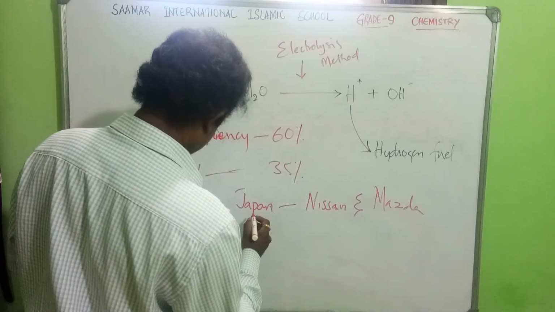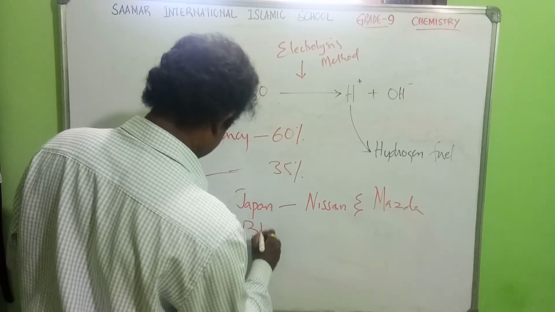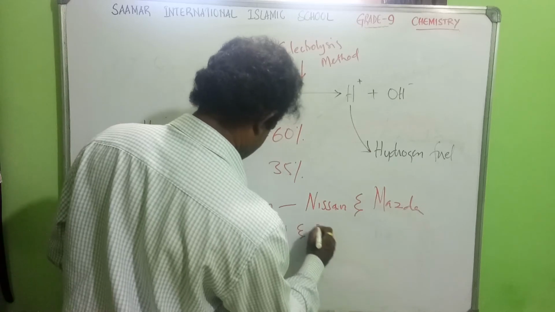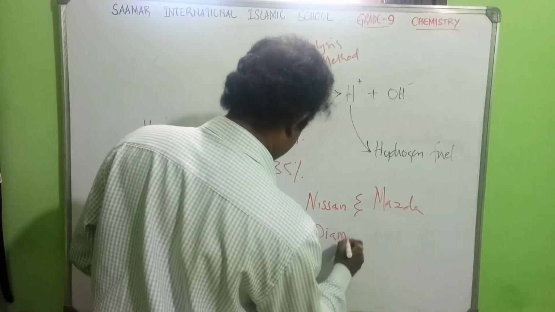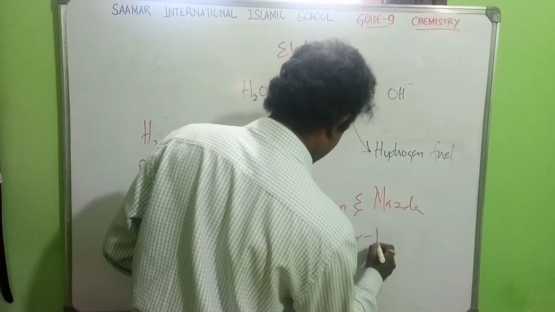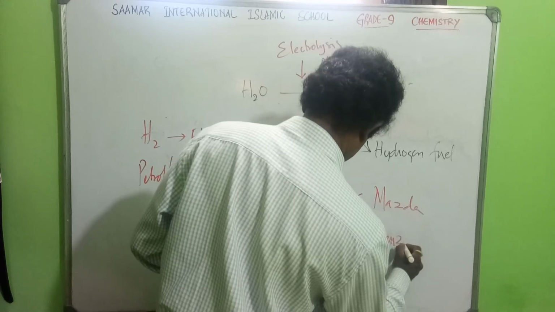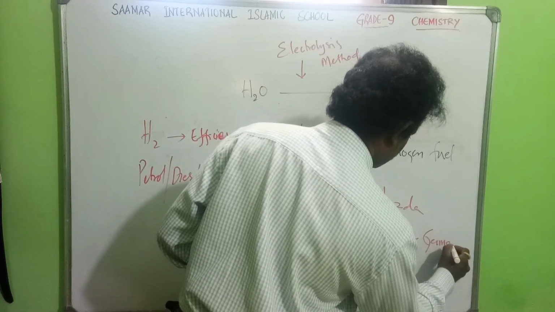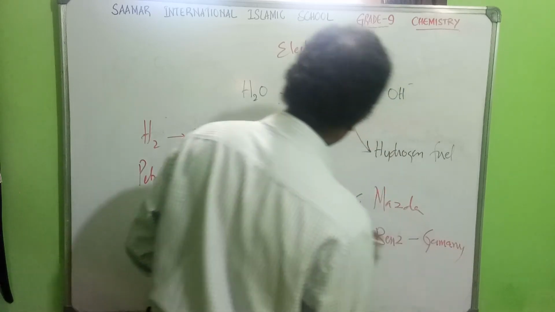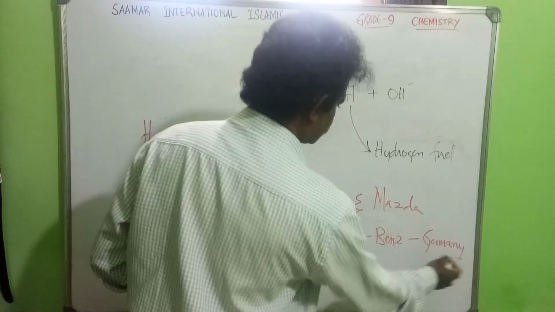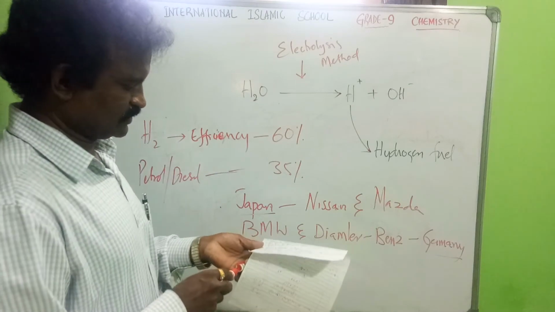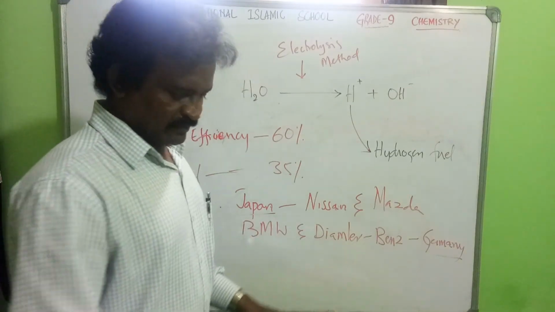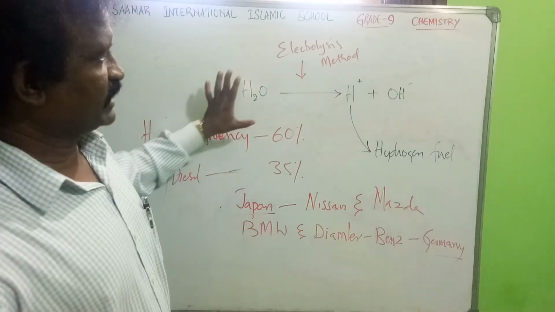And the next one, BMW and Daimler Benz in Germany. So they started in Japan, and in Germany they started using hydrogen fuel in their cars. Is it clear? Fine. Now that completes your chapter here.